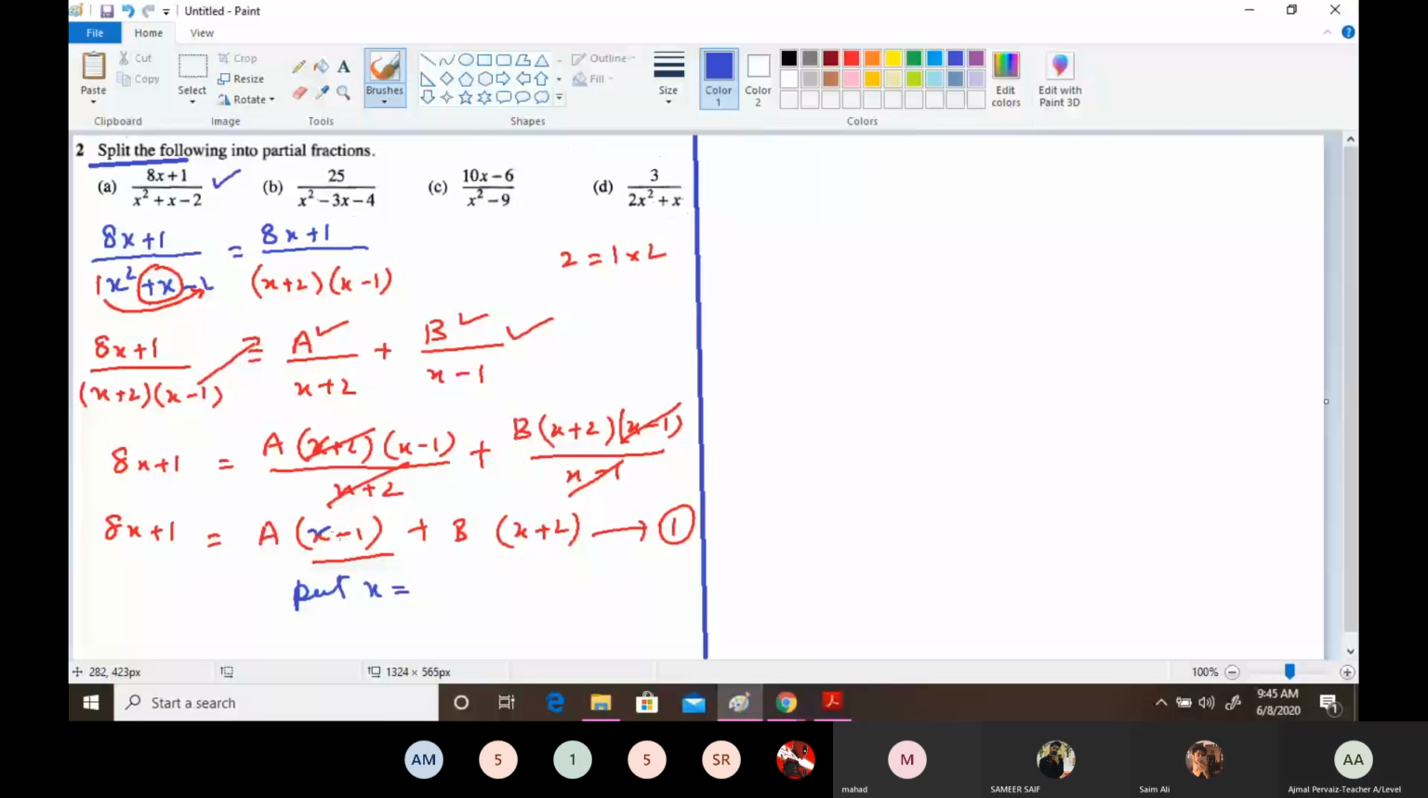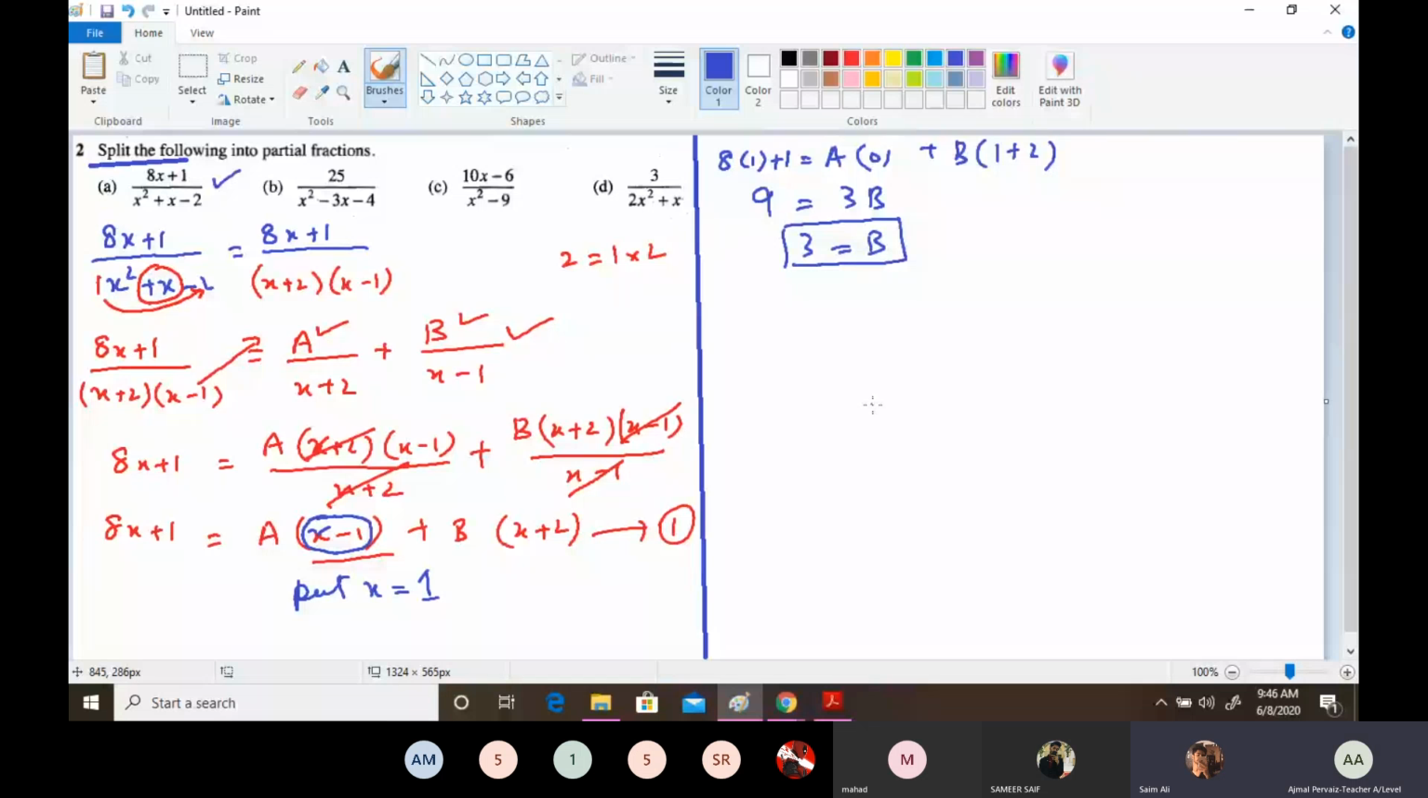0. Here, in place of x, what should we place so that this thing becomes 0? X equals to 1 place kar dein, right? जी sir. Okay, let's place 1 everywhere, not only at that place. So 8 times 1 plus 1 equals to A times, when you place 1 over here, we know it becomes 0, plus B times (1 plus 2). Is it fine, Saim? जी सर. This will become 9 and this will become 3B. So from there we come to know that B is equals to 9 divided by 3, which is 3. Is it fine?